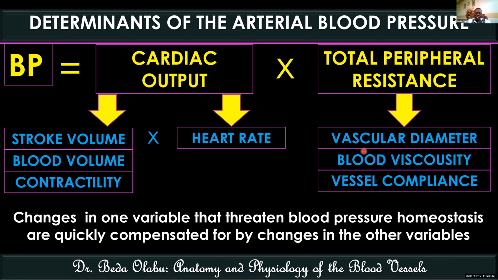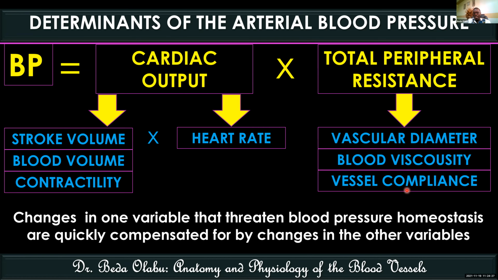Now, the changes in one variable: if you change heart rate, that will threaten to change blood pressure. If you change contractility, that will threaten to change blood pressure. However, we don't see that happening a lot, and the reason is there. Usually when you have a change in one variable, the other variables quickly compensate for that to try to make sure that the pressure is constant. Now that's the normal physiology.